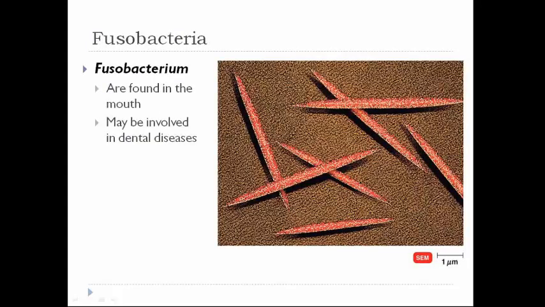Now, Fusobacterium are found in the mouth, and they may be involved in dental diseases. They're not exactly sure. And something that's very important about these organisms that you find in your mouth is they form plaques. Plaques, of course, are similar to biofilms. And there is current scientific knowledge that says plaques in your mouth may also be related to the plaques you find in your blood vessels.